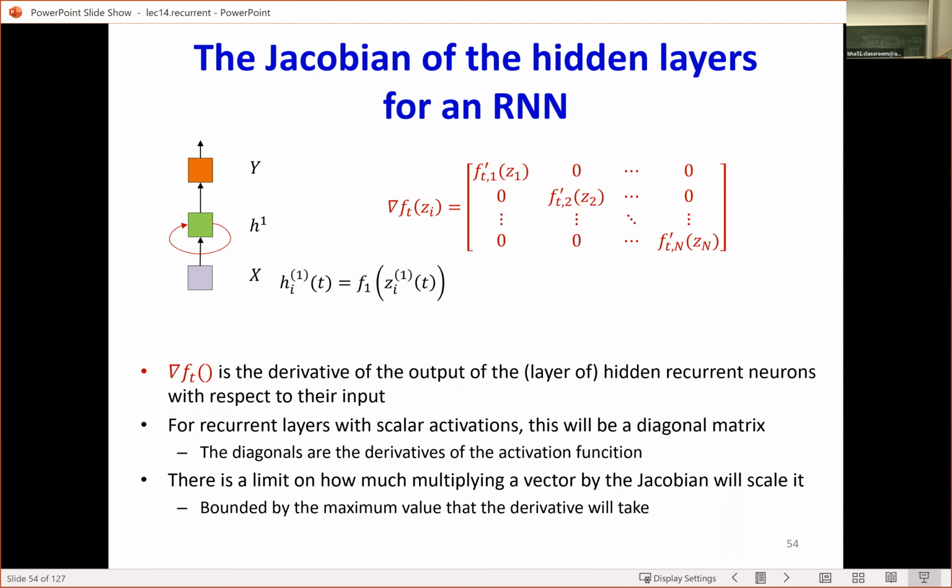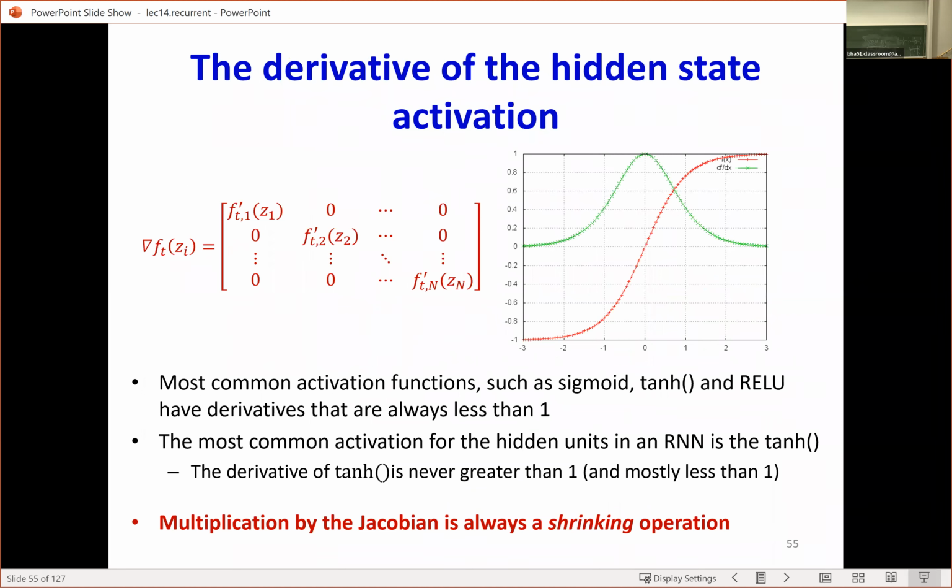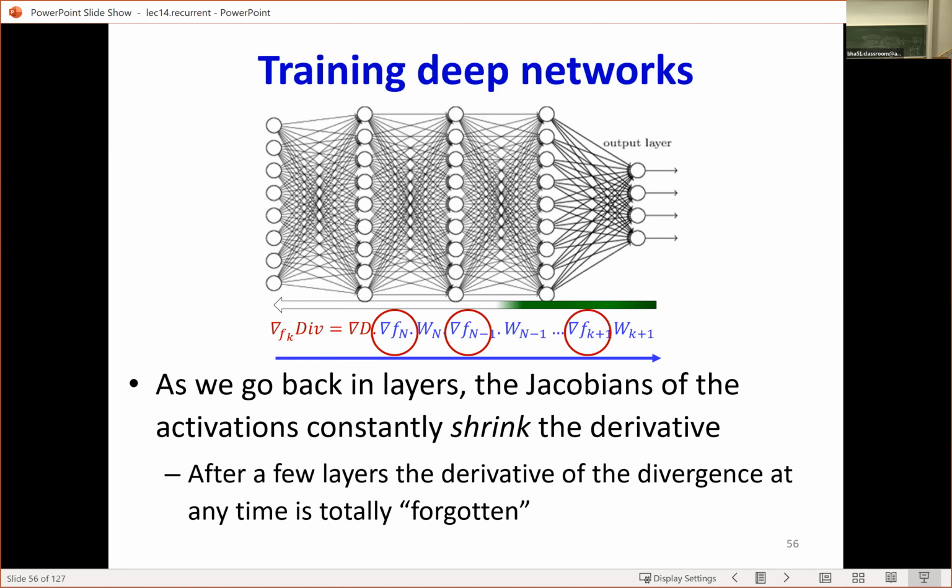And so what will happen here is that multiplying by the Jacobian is always a shrinking operation. Every time the derivative goes past the Jacobian, it's going to shrink in length, right? Same thing: as we go back in the layers, the Jacobians of the activations constantly shrink the derivative. After a few layers, the derivative at the output basically becomes 0 by the time you get back to the input, right?